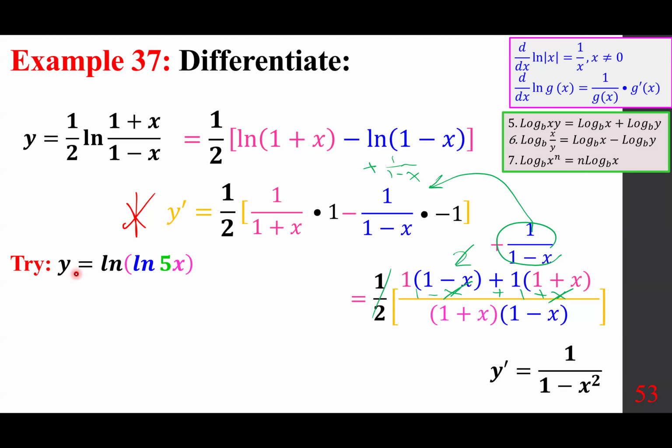Let's try this one. What I want you to notice is this. ln of 5x, we're going to call this g of x. And we are going to use this. So the very first thing is 1 over g of x. So 1 over ln of 5x. Then we need g prime, which means now take the derivative of this expression.